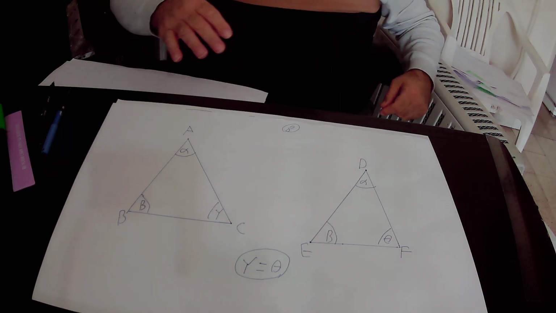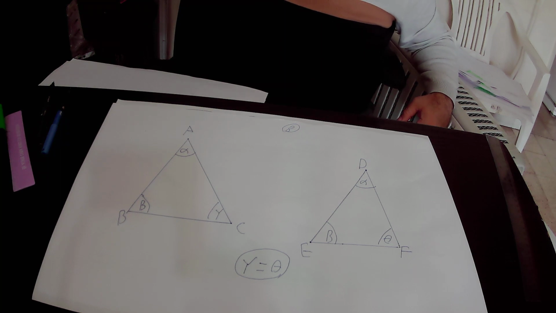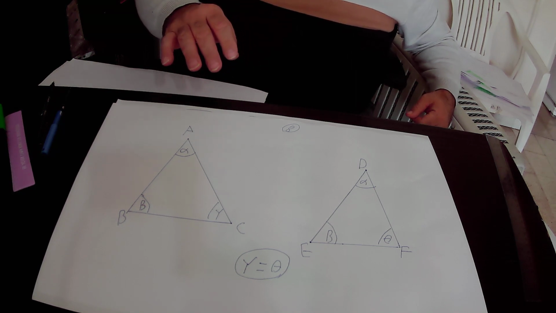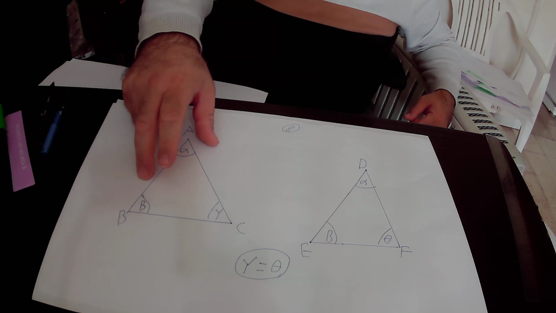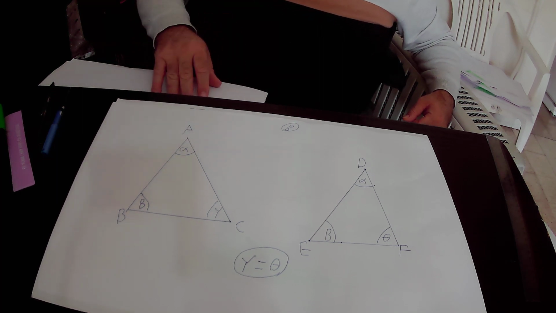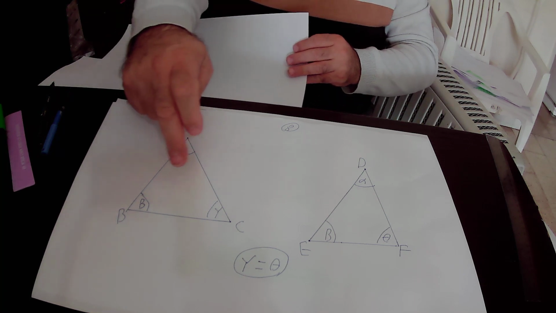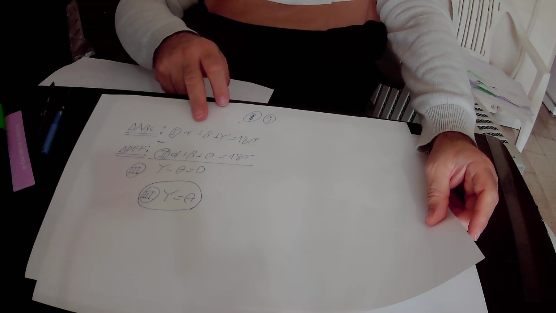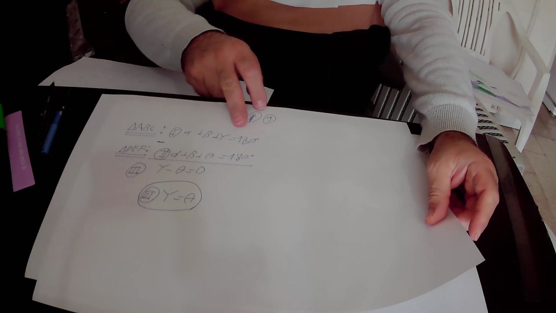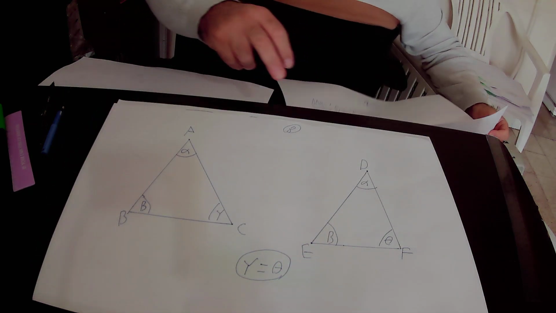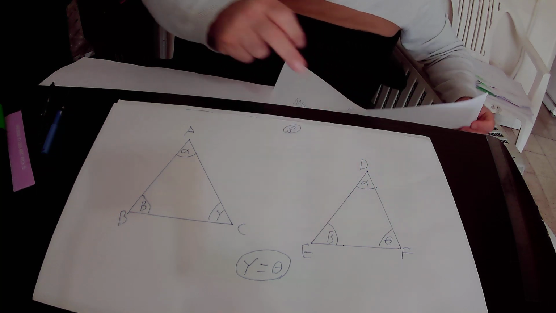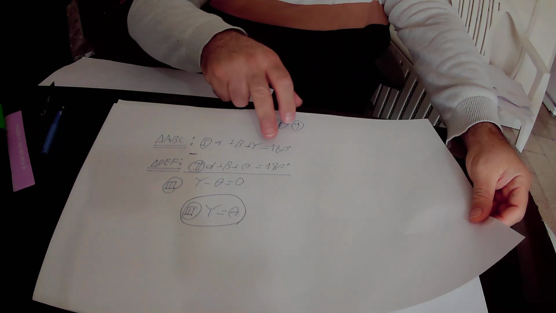So we prove that the third angle theorem is true by using the rule that states that the sum of the angles in any triangle equals 180 degrees. That is to say, in triangle ABC, the sum of its angles equals 180 degrees. That is to say, alpha plus beta plus gamma equals 180 degrees. Likewise, in triangle DEF, the sum of its angles equals 180 degrees. That is to say, alpha plus beta plus theta equals 180 degrees. Okay, this is equation number 2.